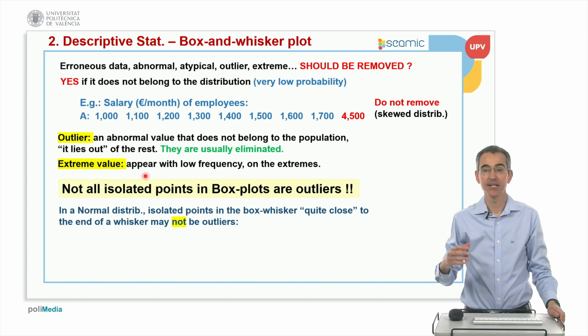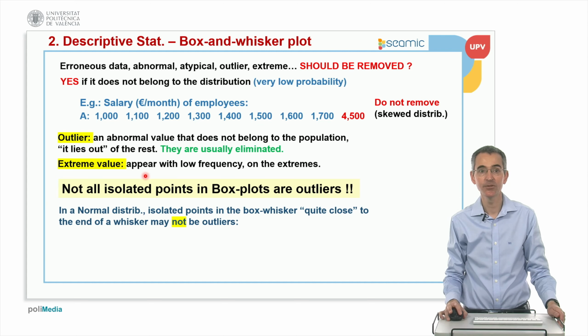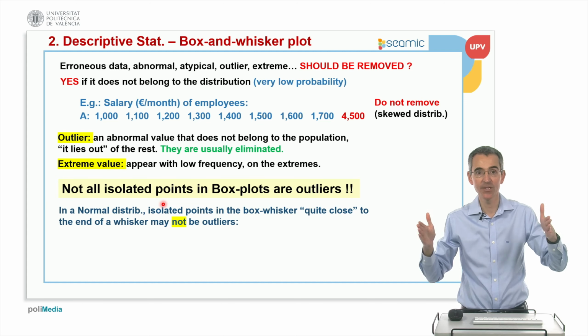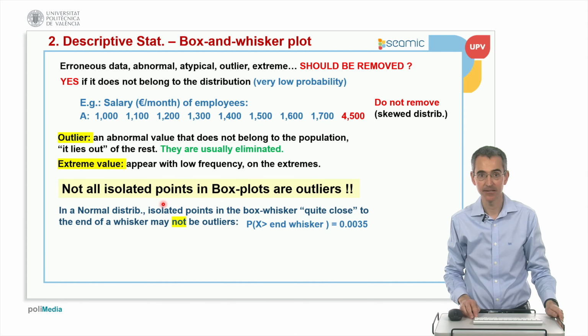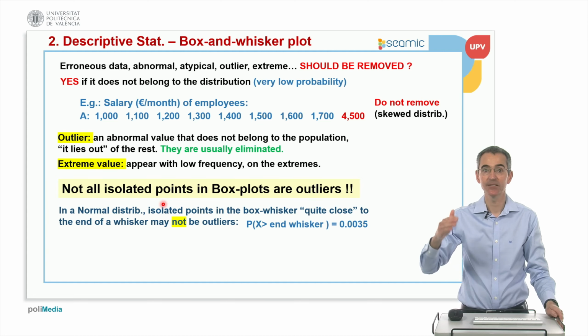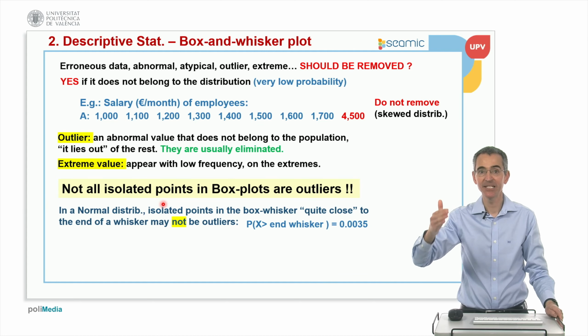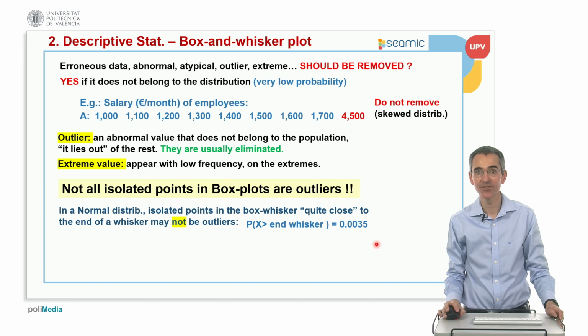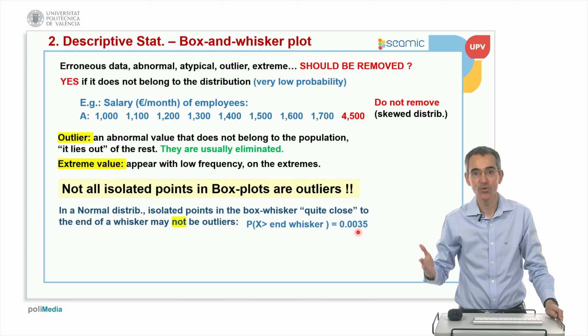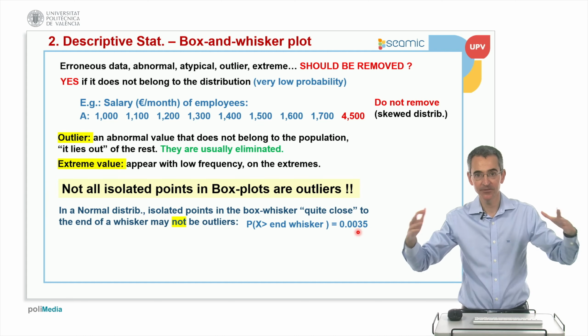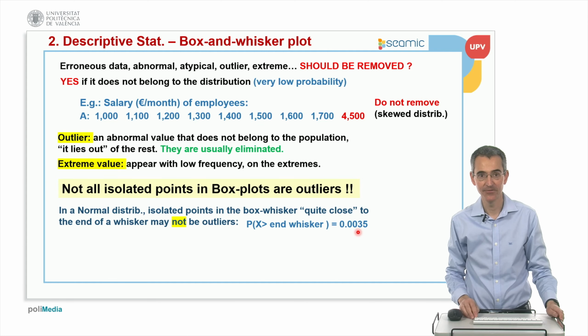Then another rule is that in a normal distribution, isolated points in the box whisker plot appearing quite close to the end of the whiskers may not be outliers. Actually, we can compute mathematically the probability of a value being higher than the end of the right whisker. That probability is 0.003. It is small, but not too small. So if I have a lot of values, we may find a few such values.